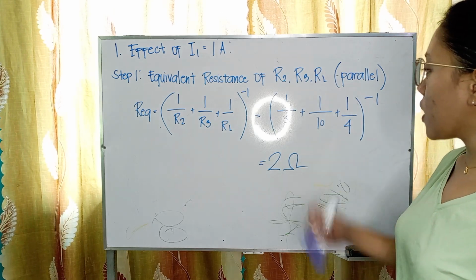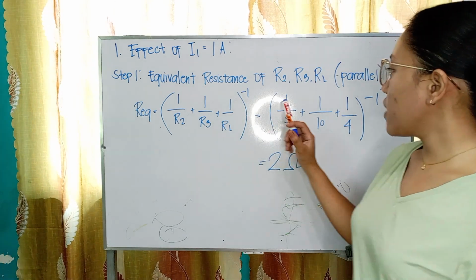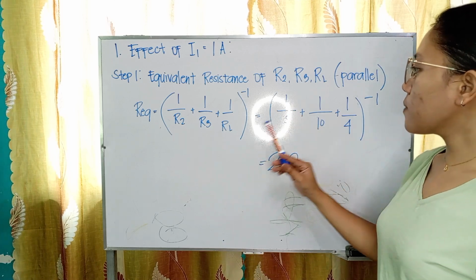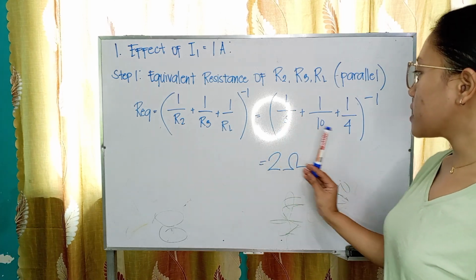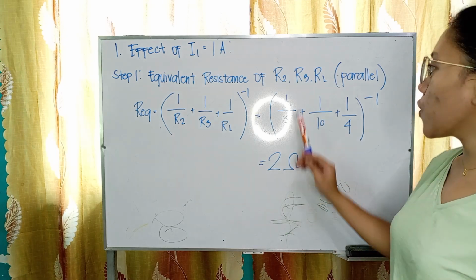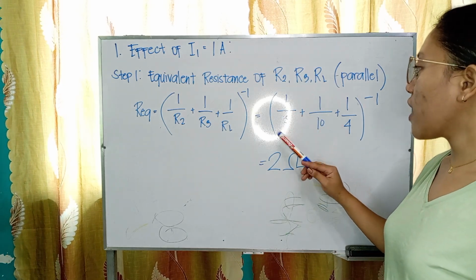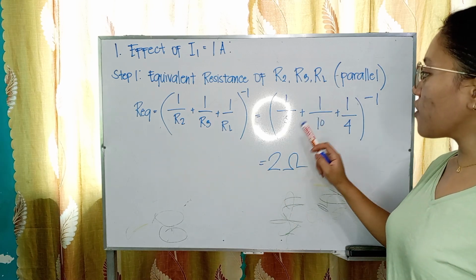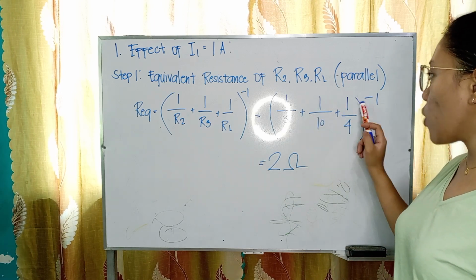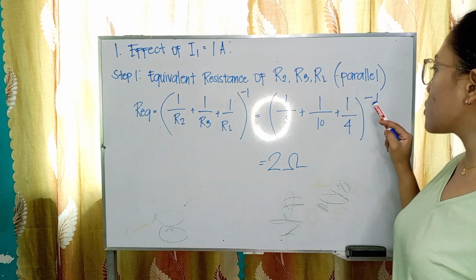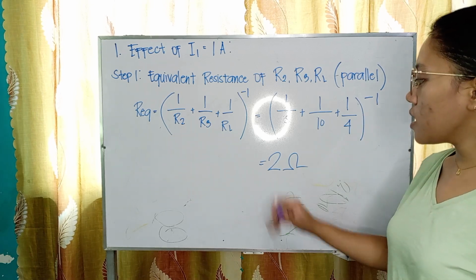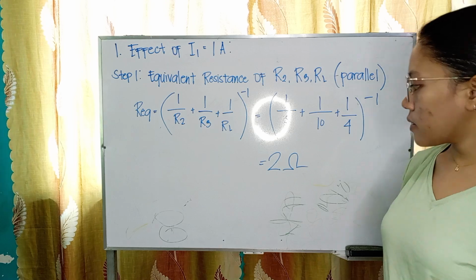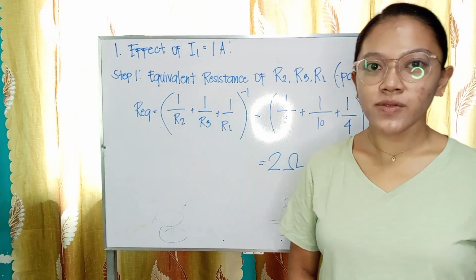So for our equation here, we have R sub 2 is 5, R sub 3 is 10, and R sub L is 4. So 1 over 5 plus 1 over 10 plus 1 over 4, close parenthesis, to the power of negative 1, is a total of 2 ohms.